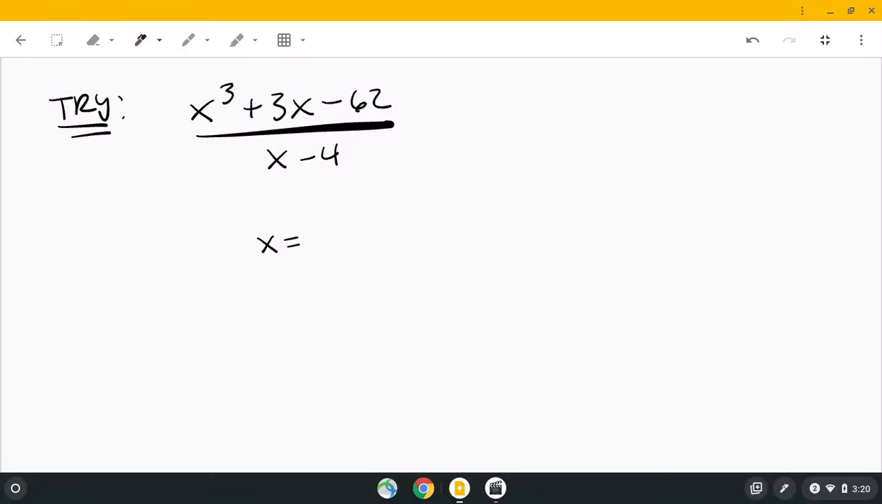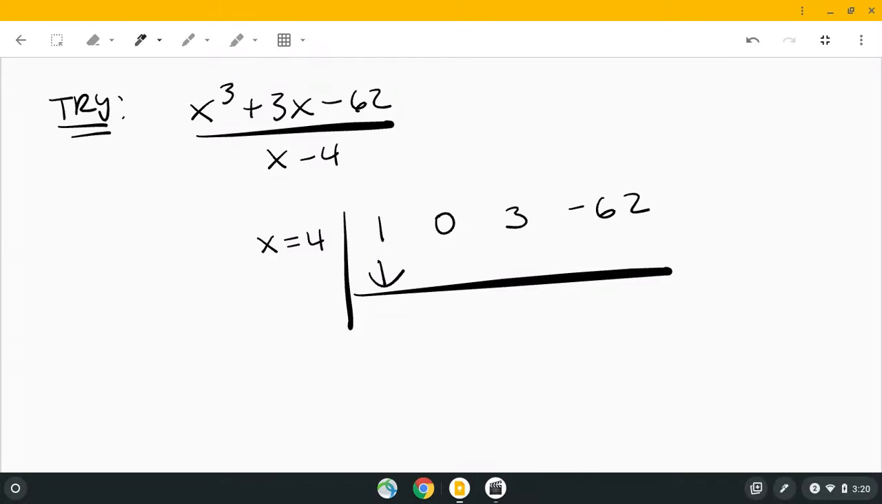All right, so setting this up, x equals 4. And we have 1. We're missing x squared. So hopefully you put a 0 placeholder there. And then 3, and then negative 62. Let's bring this down.